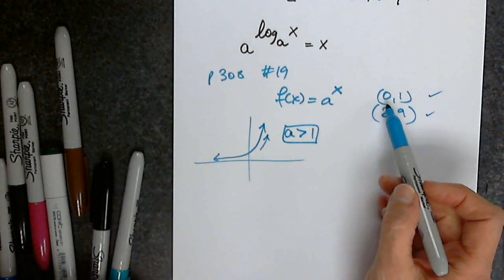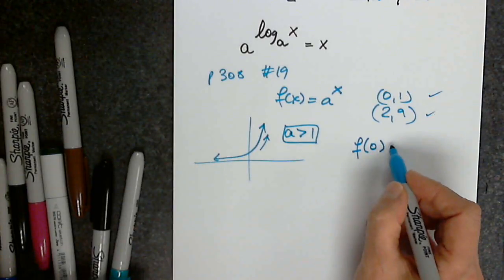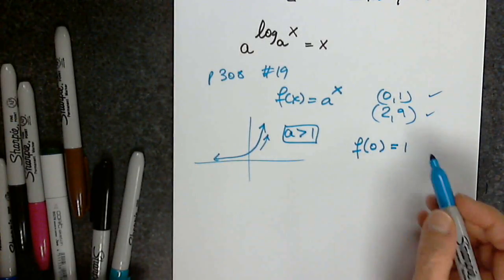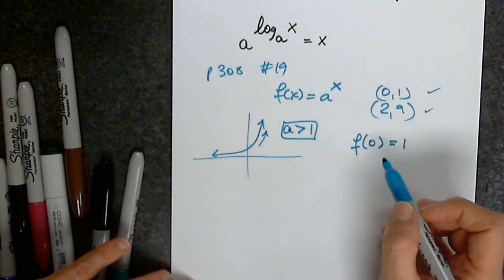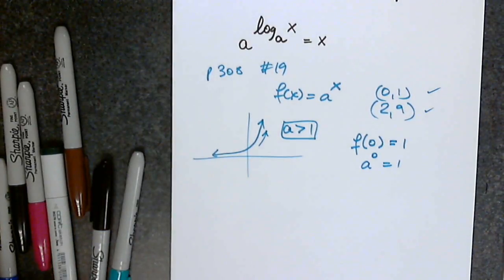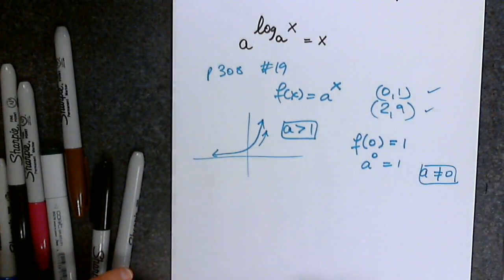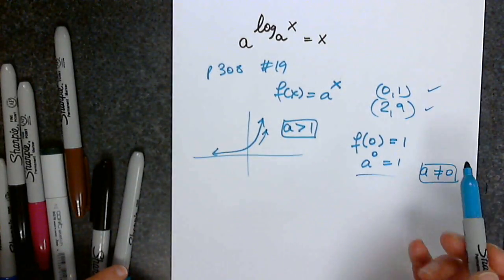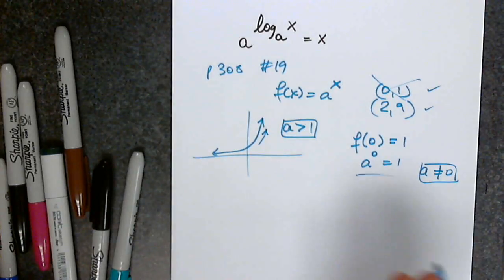Why? Let's put it in. So what does this say? It says that f of 0 is 1. Let me explain why this is useless. A to the 0 is 1, and that doesn't tell me anything about a. Just remember, a cannot be 0. We know that. So this equation does not give me any information about a. This will be true for any a that is not 0.